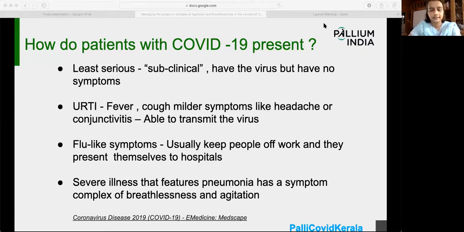Our talk for the next half an hour is to deal with a patient like that. How do we deal with the patient with a symptom complex of breathlessness and agitation? What we read from case reports is that the clinical profile of the patients who reach this stage, COVID-19 pneumonia, in an end of life care scenario, usually has high breathlessness, described as air hunger, where the patient is very, very ill because they are breathless and struggling to breathe.